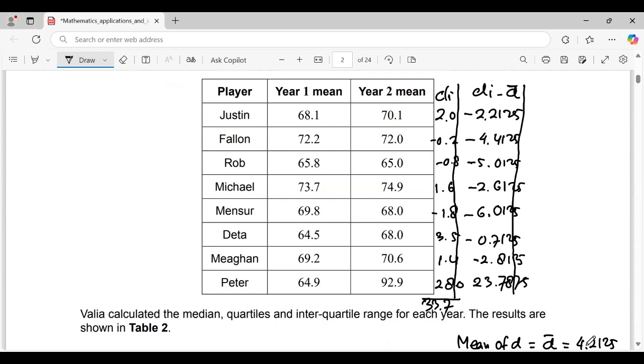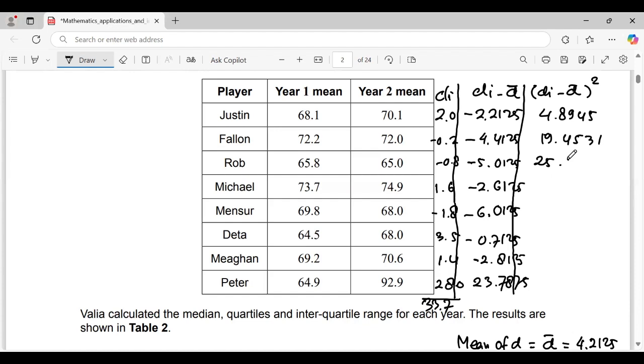So 28.0 minus 4.2125. Okay. The result is 123.7875. And after that, the I minus mean of D squared. So this number squared is 4.8945. After that, 19.4531.